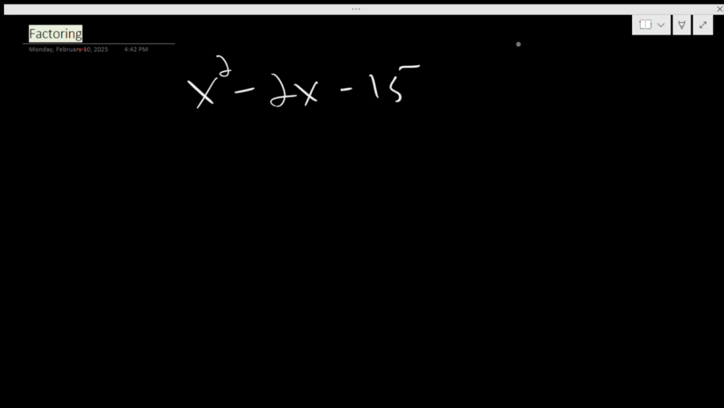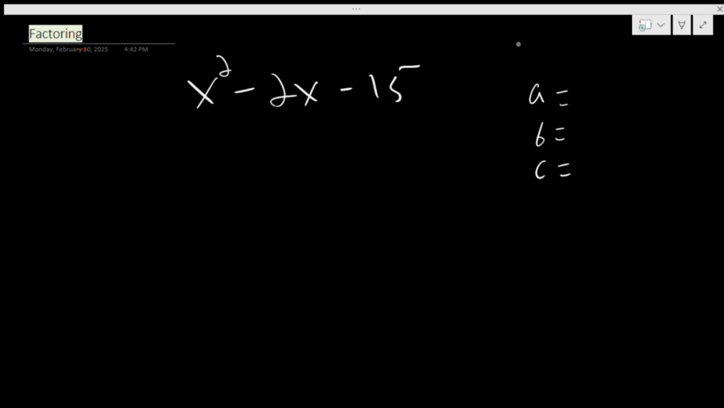So we have x squared minus 2x minus 15. What we're going to do is divide this into a, b, and c. It's the a, b, and c method of factoring. This is the most common way of factoring, and this is the method that works.